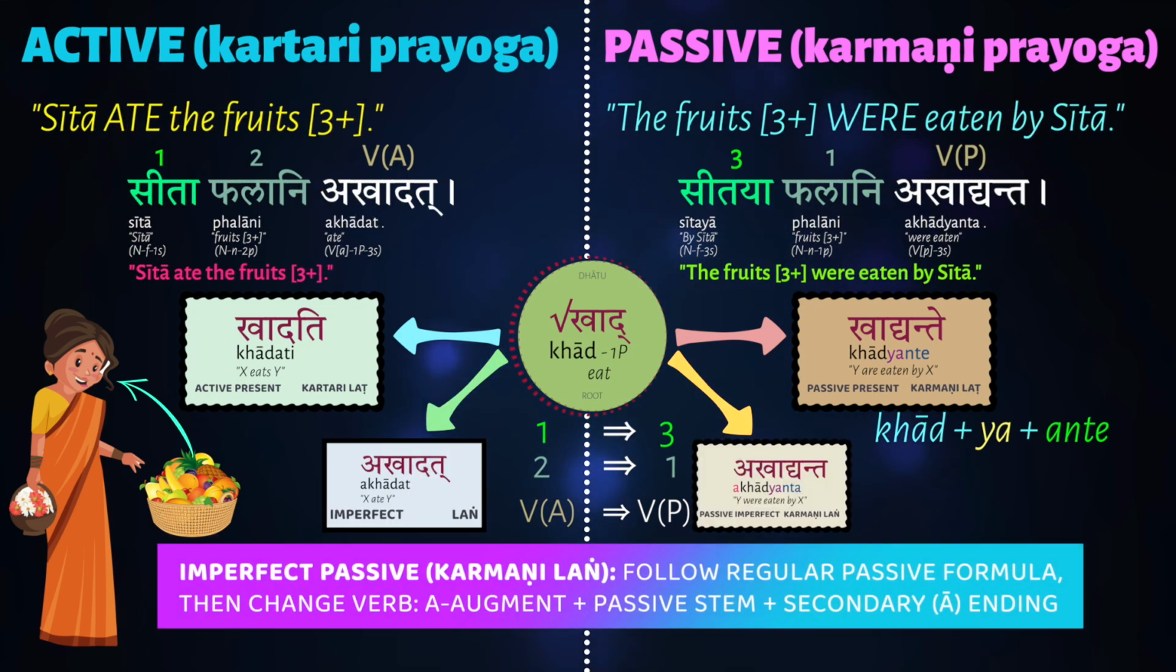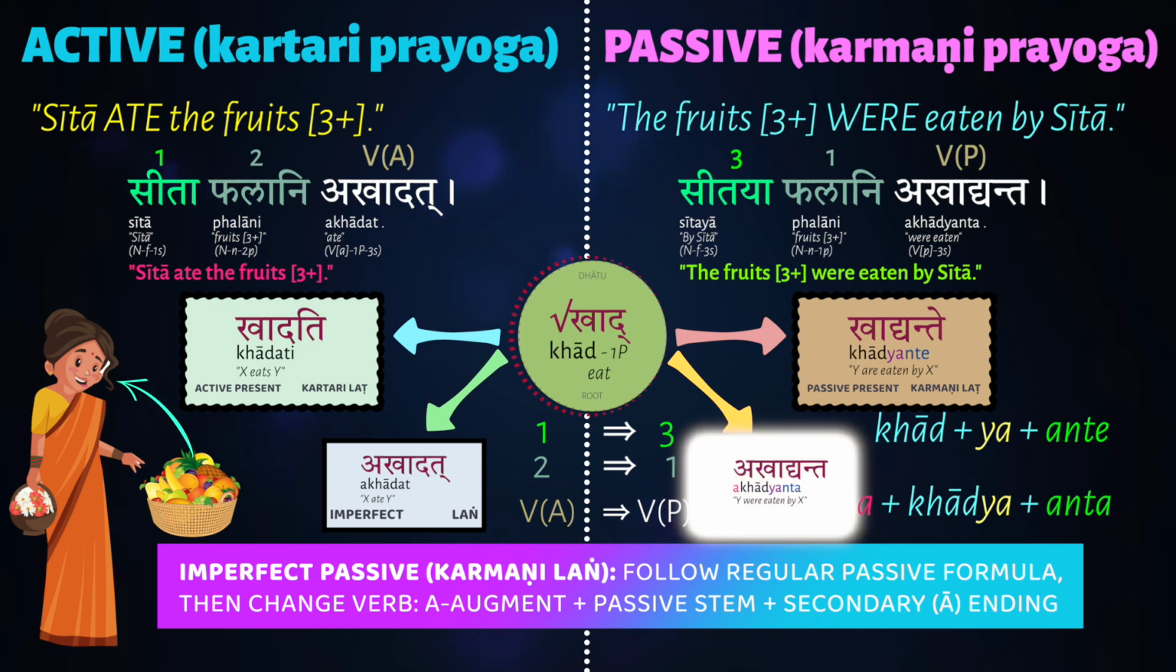And if we want to make it into a past tense, if we wanted to say the fruits were eaten by Sita, one way that we know how to do it, which we saw last time, was the passive imperfect conjugation. We take our passive stem, khadya, and do our normal imperfect business, right? The augment on the left side of it, secondary atmanepada ending on the right side. So we get Sitaya phalani akhadyanta. The fruits were eaten by Sita.